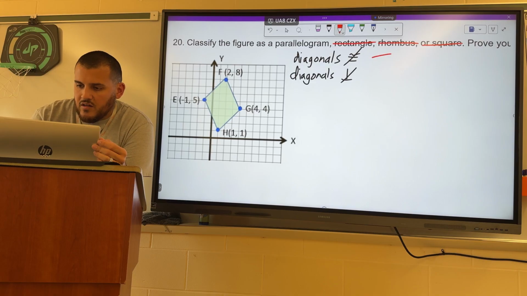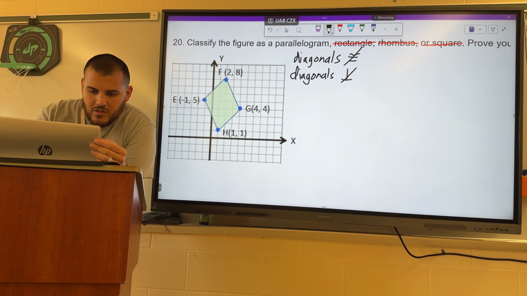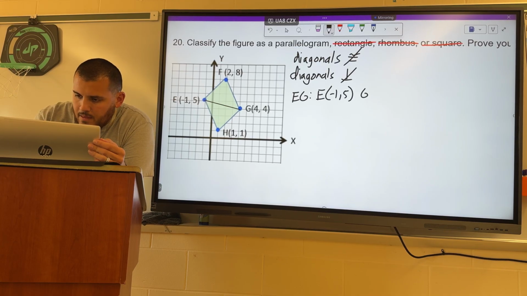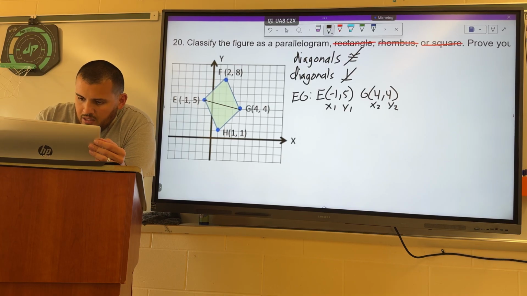How do I prove that they're congruent or not? Well, that is using the distance formula. So I'm going to start with this diagonal, EG. So yeah, EG, I'm going to label them carefully. E is at -1, +5. G is at 4, 4. We got x1, y1, x2, y2. And we're plugging these guys into our distance formula.